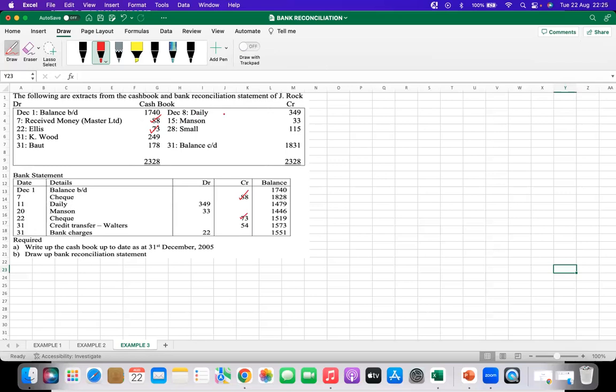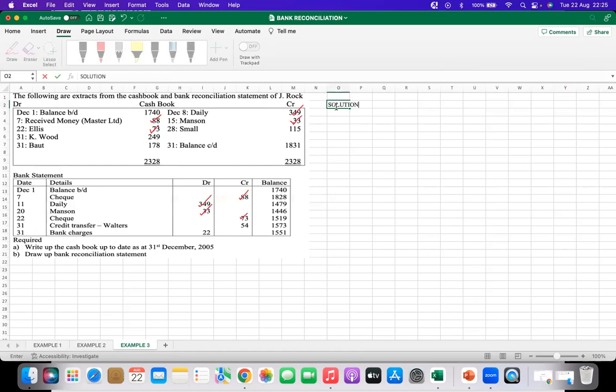Let's go on the credit side of the cash book. On the credit side, the 349 appears in both statements. We mark what appears in both. 33 appears on both sides. We mark what appears, and 115 does not appear on the debit side. And also 22 does not appear on the credit side of the cash book. So we have marked what appears on both ends.